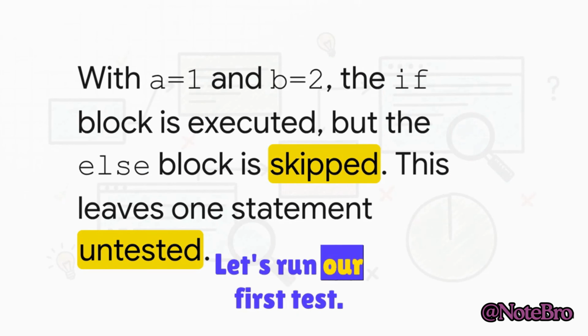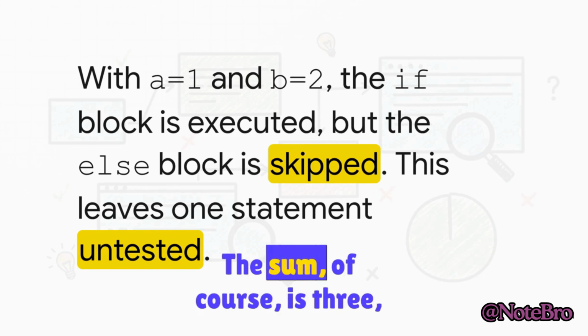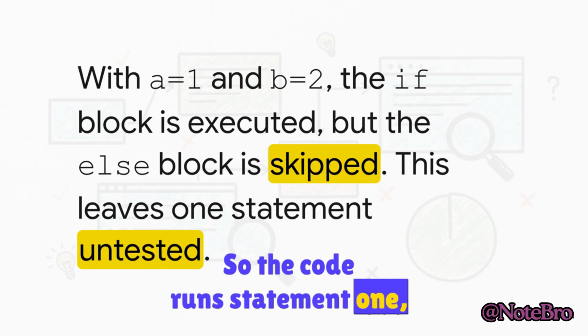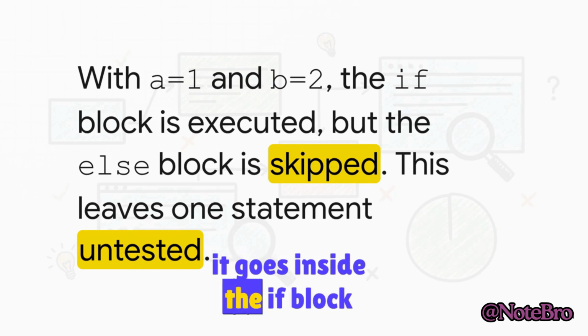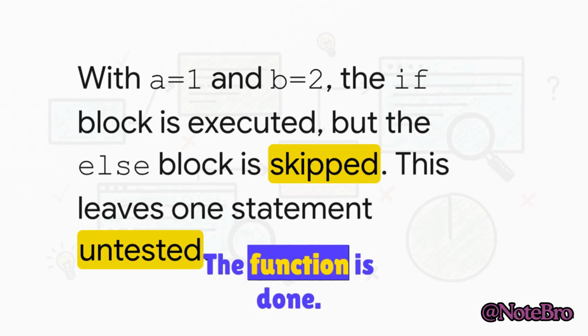Okay, let's run our first test. We'll say A is 1 and B is 2. The sum, of course, is 3, which is positive. So the code runs statement 1, then statement 2, and since the condition is true, it goes inside the if block and runs statement 3. And that's it. The function is done.